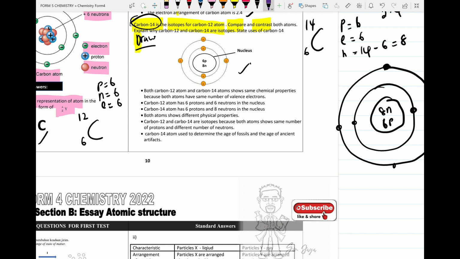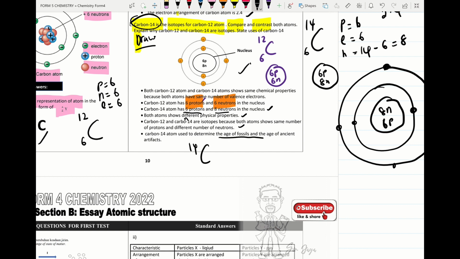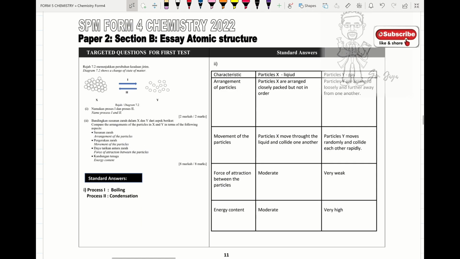So we check carbon 12. I put here carbon 12, 6. The nucleus contains 6 protons and 6 neutrons. So carbon 12 has 6 protons and 6 neutrons in the nucleus, whereas carbon 14 has 6 protons and 8 neutrons in the nucleus, and both show different physical properties. Alright, so carbon 12 and carbon 14 are isotopes because both atoms have the same number of protons but different numbers of neutrons. If they ask us to state the function of carbon 14, it is to determine the age of fossils and the age of ancient artifacts. Alright, so another type of essay question. This essay question is regarding atomic structure.